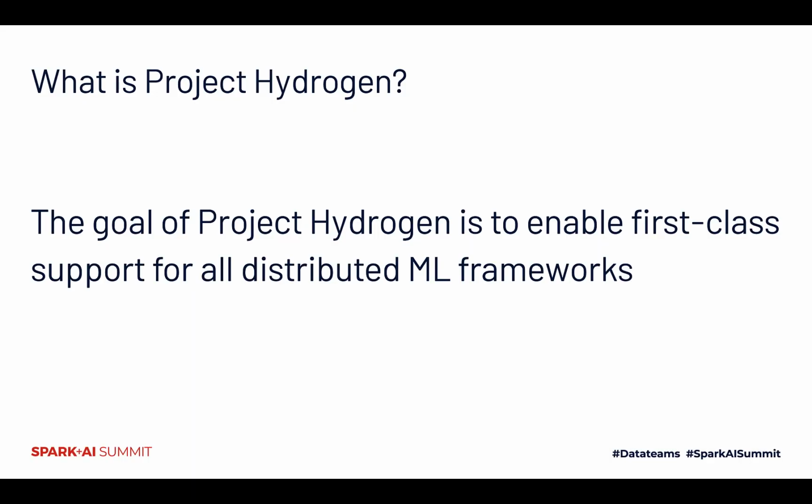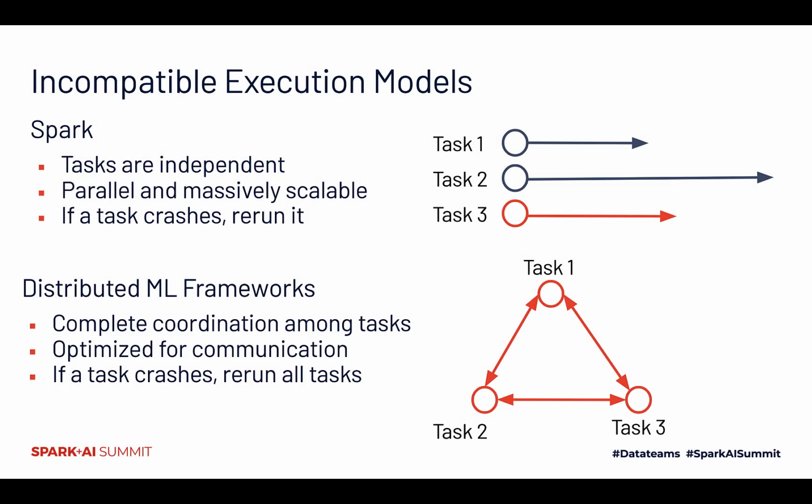And this is huge. Now, Project Hydrogen is technically older than Spark 3.0. I really should be calling this talk What's New in the Past Year, not just What's New in Spark 3.0. This was actually introduced in Spark 2.4, and the goal of Project Hydrogen was to enable first-class support for all distributed ML frameworks within Spark. How did we do that? Well, the big problem we had in Spark was Spark's execution model didn't work well with a number of ML frameworks' execution models.